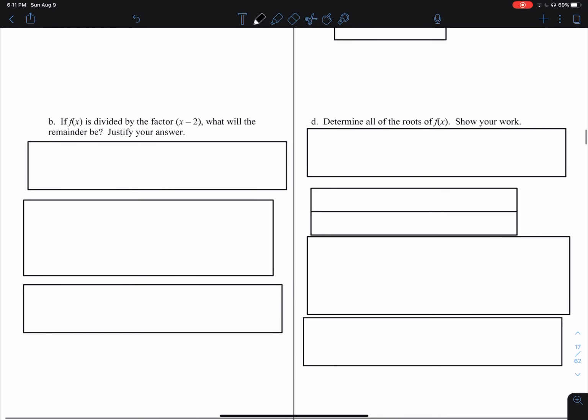B, if f of x is divided by the factor x minus 2, what will the remainder be? Justify your answer. If f of x is divided by x minus 2, the remainder will be 0 because f of 2 is 0. This is the factor theorem. If a function is divided with a remainder of 0, then the divisor is a factor. Therefore, x minus 2 is a factor of f of x.